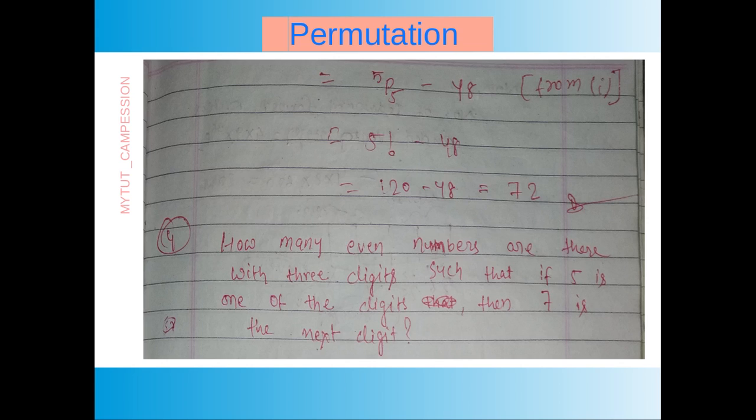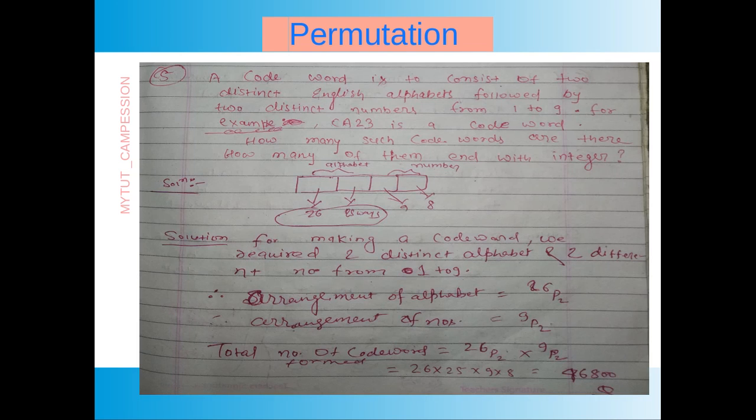Now the next question is how many even numbers are there with 3 digits such that if 5 is one of the digits then 7 is the next digit. Fourth question: how many even numbers are there with 3 digits such that if 5 is one of the digits then 7 is the next digit. Okay, I hope you understand this question. If you don't understand, I will explain you. Okay, just wait.